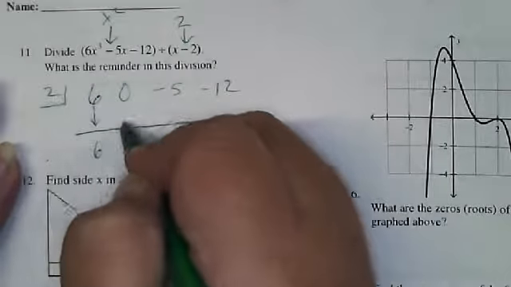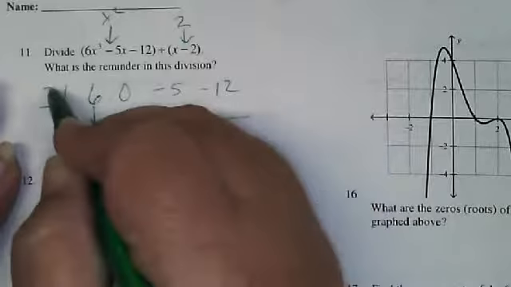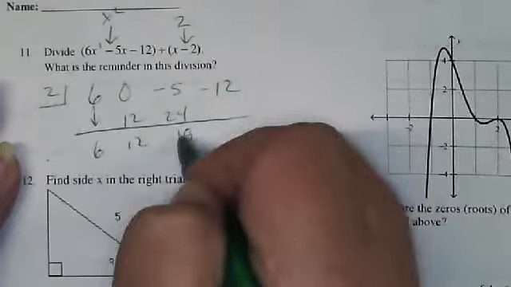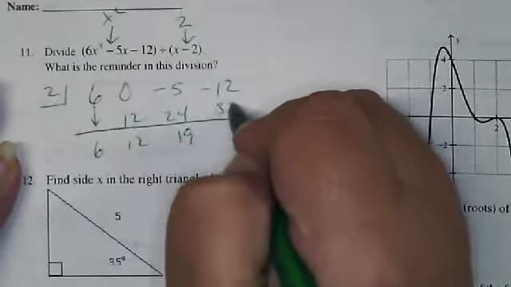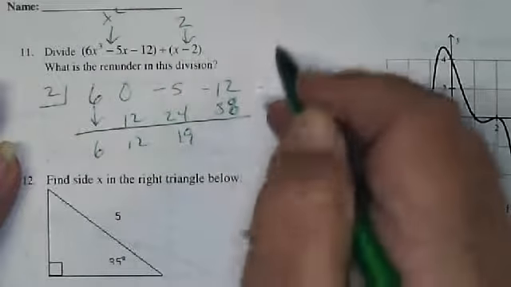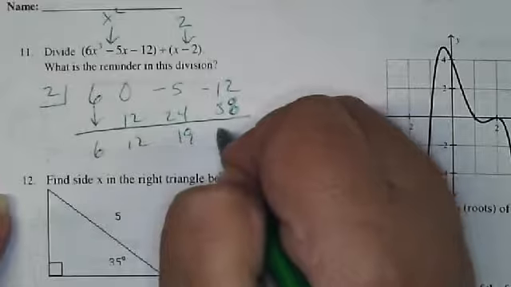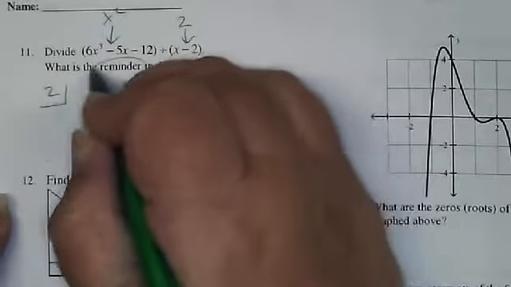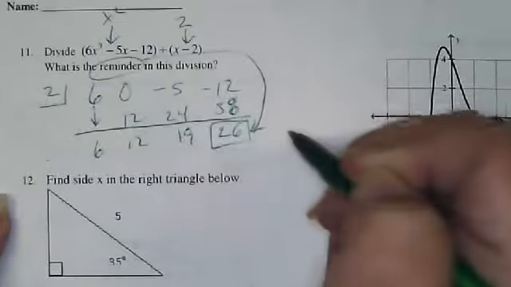So drop down the 6. 2 times 6 is 12. Add that up. 2 times 12 is 24. 24 minus 5 is 19. 2 times 19, that would be 38. And 38 minus 12 would be 26. That would be the remainder.